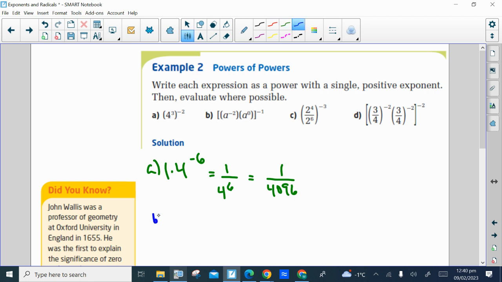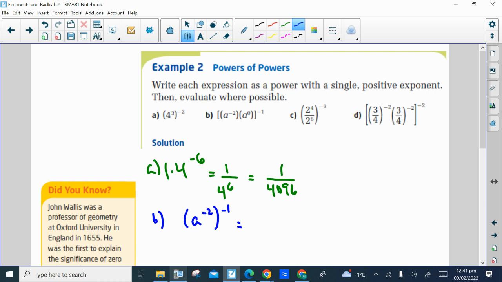Question B. Inside the square brackets, you're multiplying powers with the same base. They both have a base of a. However, a to the 0 equals what, Brody? 1. So that's really a to the negative 2 times 1, or a to the negative 2 to the power negative 1. So that's where we're at right now.